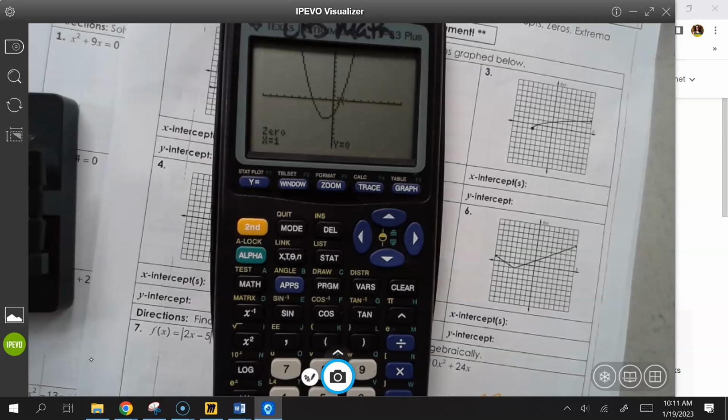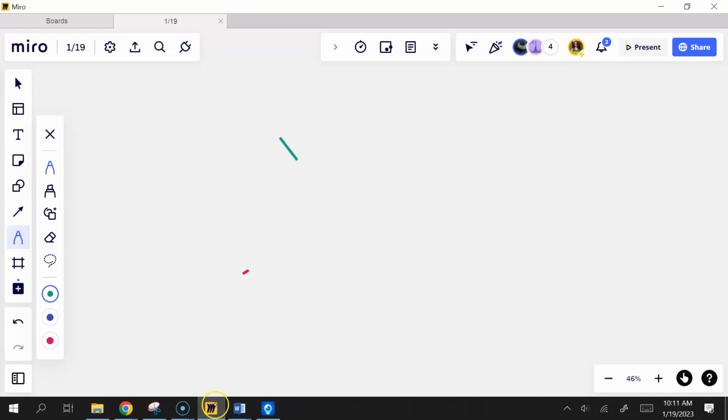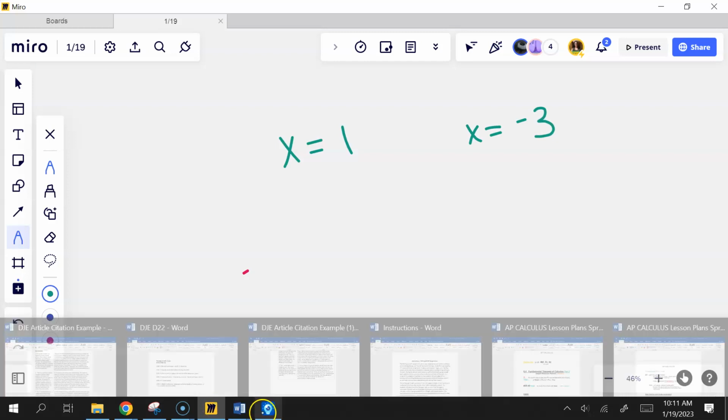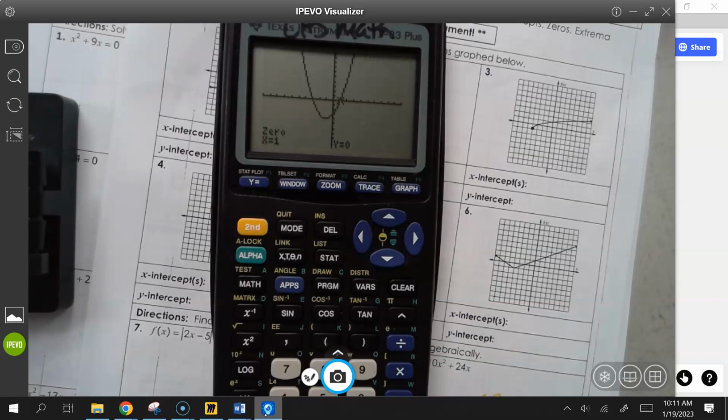Writing these out since you're looking for solutions, I would say x equals 1, and I would say x equals -3, because they're both solutions to the equation. They're what x equals to make it true. Then you said number 5, I think.